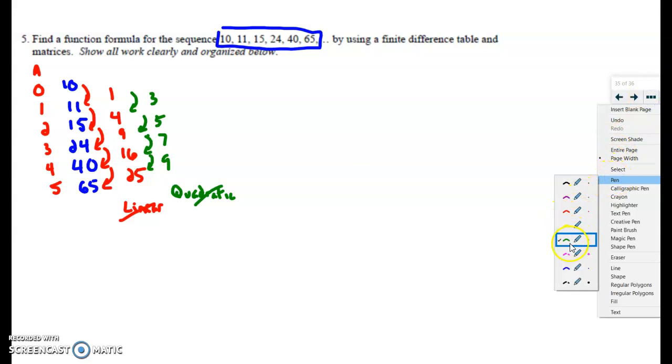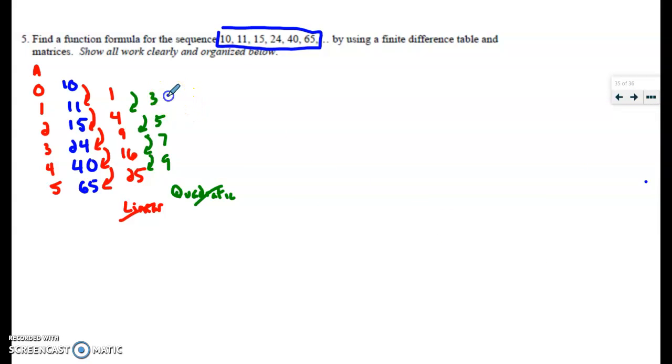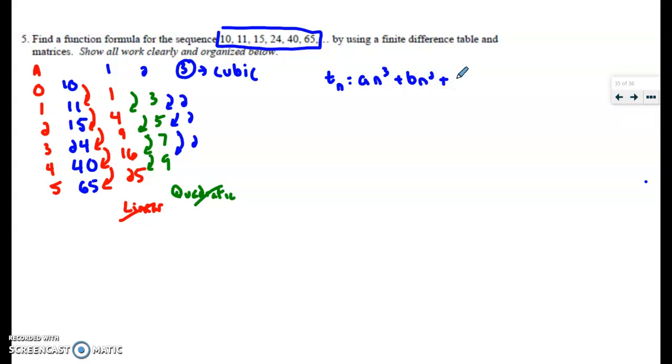So let's look at that third difference. When I look at that third difference, I got a difference of 2, a difference of 2, and a difference of 2. So because of this, because that third difference, this was the first, this is the second, that's the third, this makes it a cubic pattern. And I know that a cubic has the form t sub n equals a times n cubed plus b times n squared plus cn plus d.